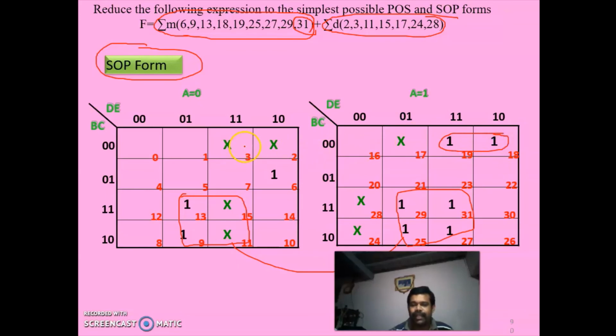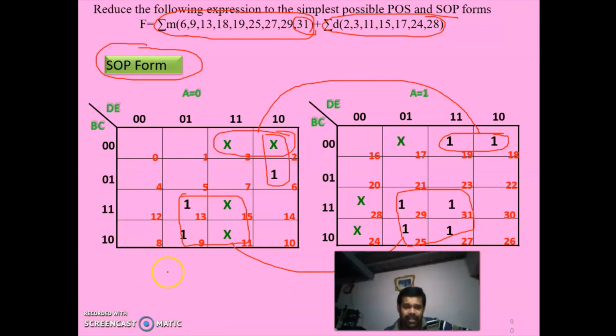If you consider these two don't cares as ones, you will be getting ones in the same place in both these two maps. Now only one is left ungrouped, that you can group like this. Now the expression for the first group: it is present in both the first and second K maps, so we can neglect the variable a.